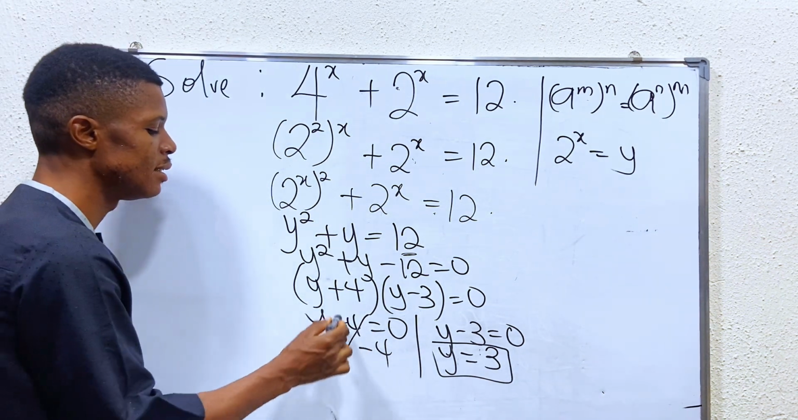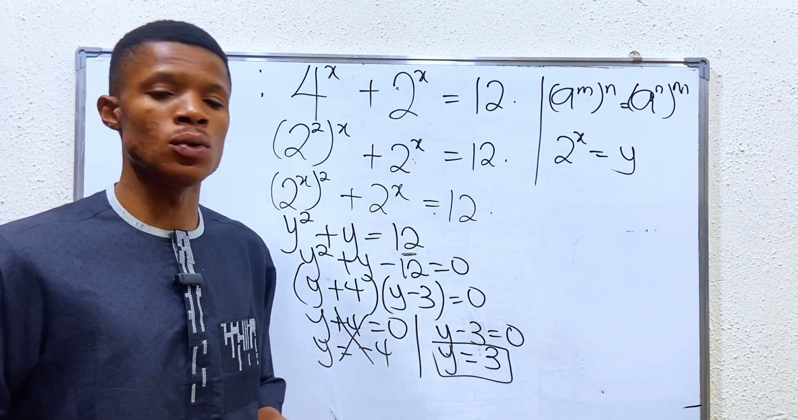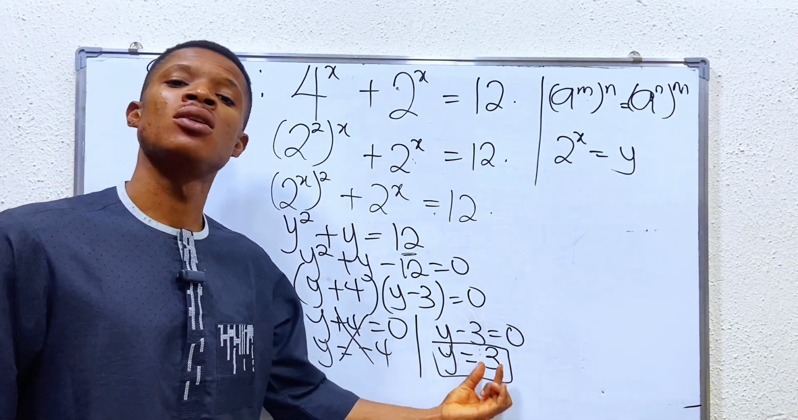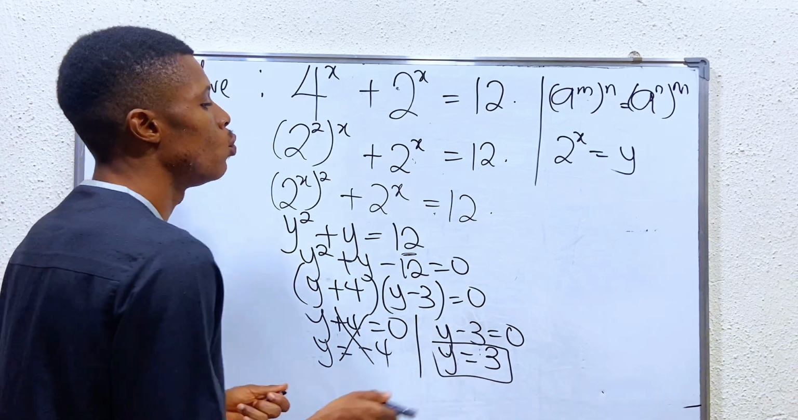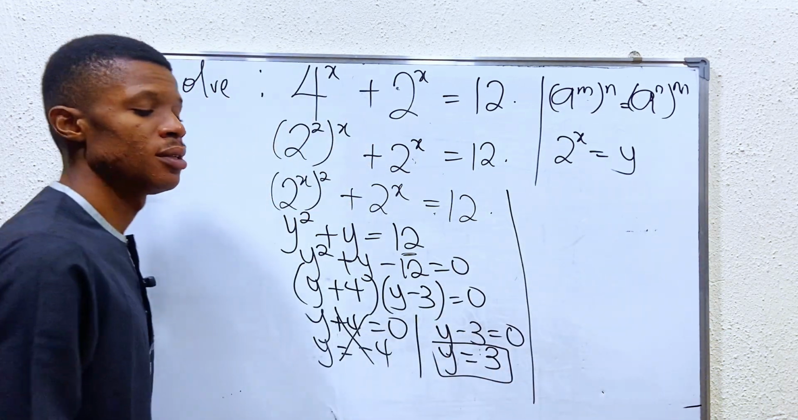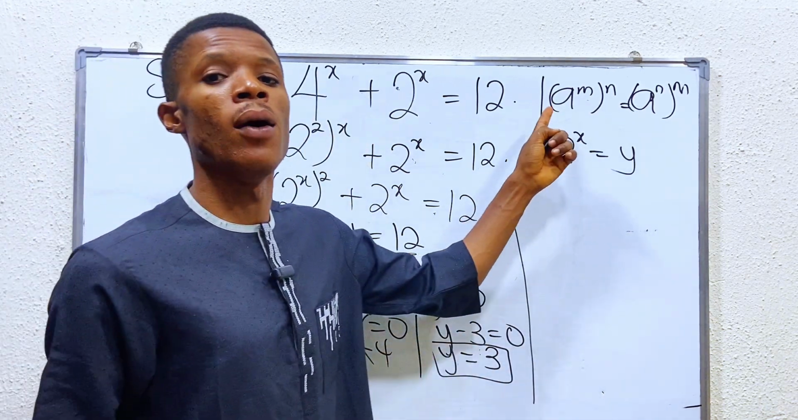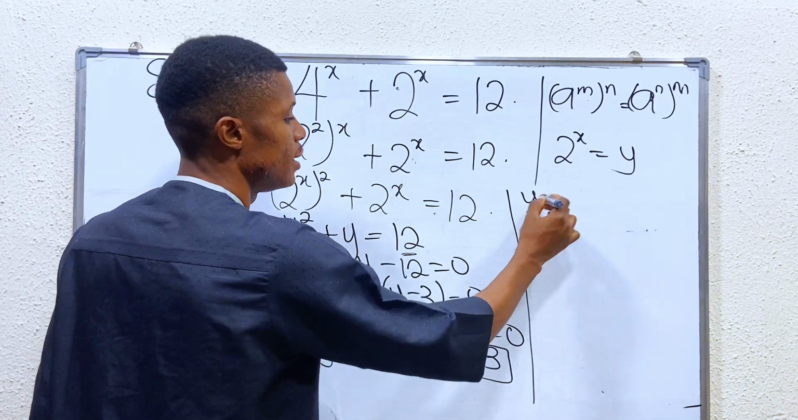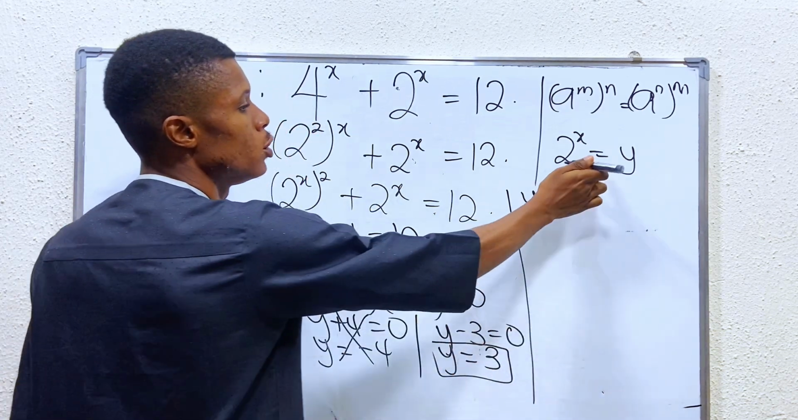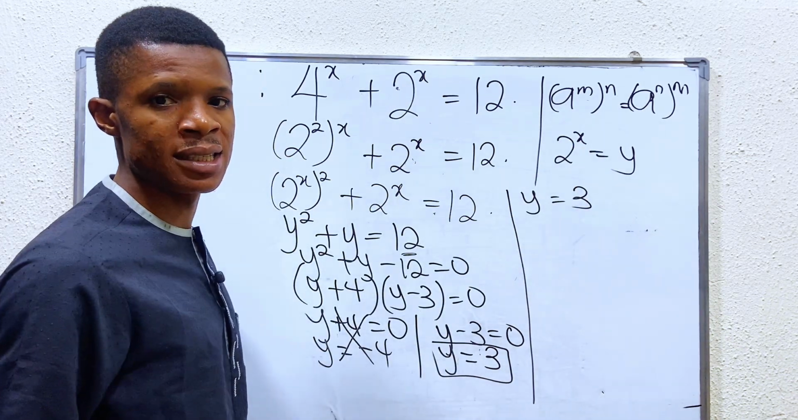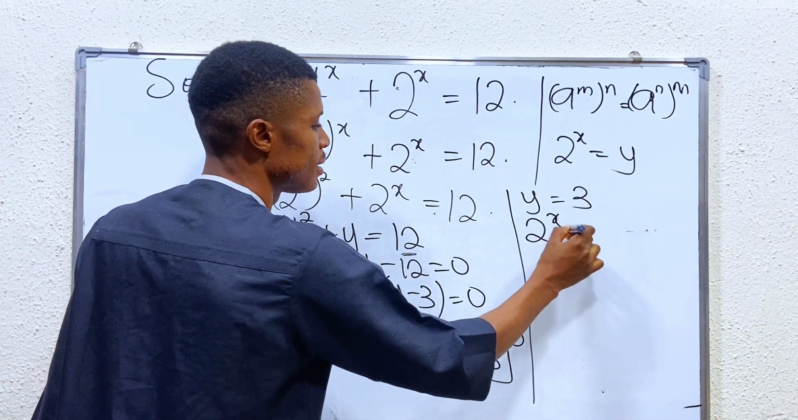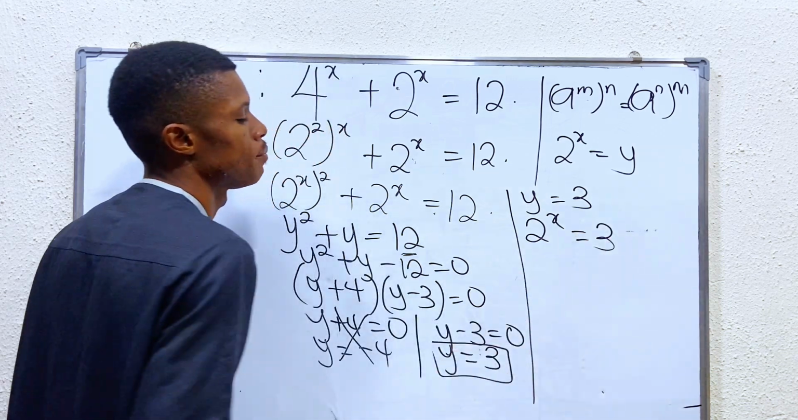But we don't need the negative solution. So our goal now is to find the value of what? Y. Remember, we defined that y is what? Our y is 2 power x. So since we've got that y is equals to 3, we are going to plug it back in the already existing equation. So we have it that 2 power x is equal to 3.